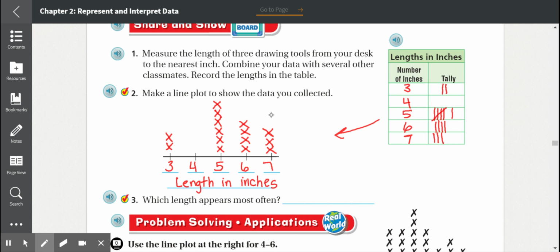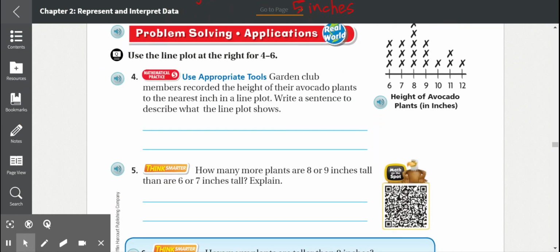Okay, which length appears most often? They're asking which one of these had the most, and so we have here at 5. So which length appears most often is 5 inches. Okay, let's answer some questions about line plots now.